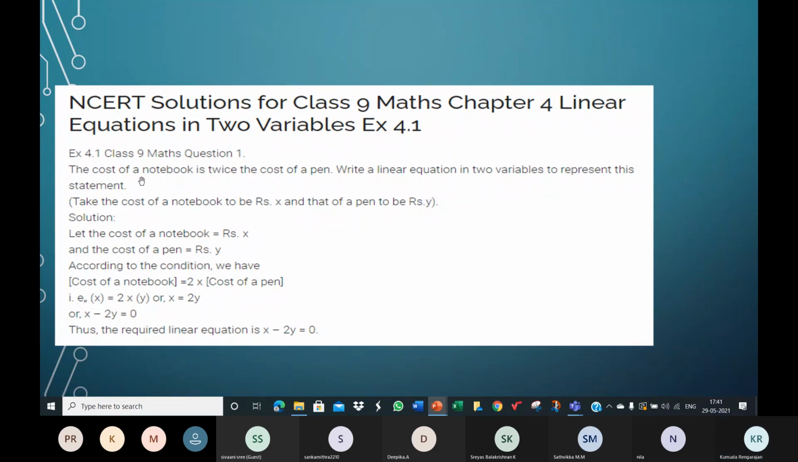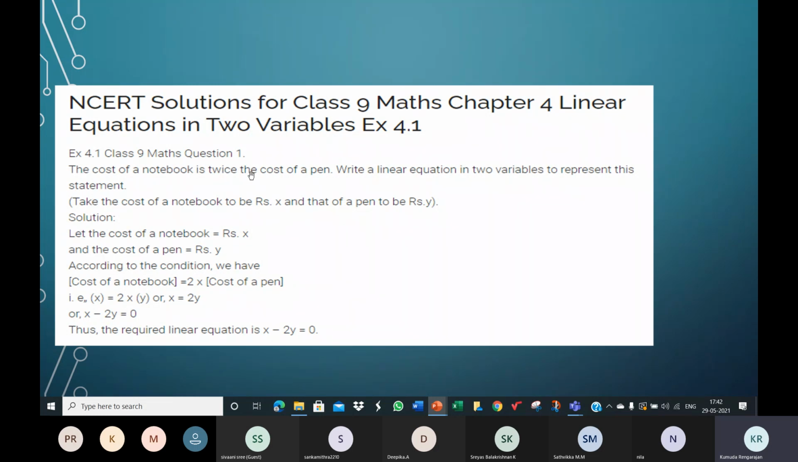The cost of a notebook is twice the cost of a pen. The cost of a notebook is double the cost of a pen. So if the cost of pen is X rupees, or say the cost of pen is 10 rupees, the cost of a notebook is 20 rupees. See, the cost of a notebook is double, is twice. So if the cost of the pen is X, then this is double X, 2X, like that.